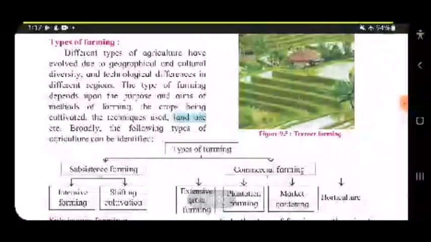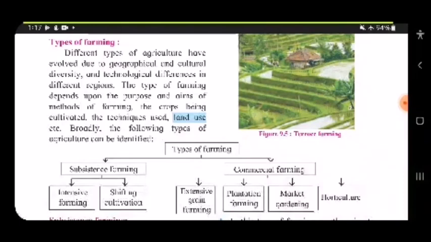Now let us learn about the different types of farming. Okay, different types of agriculture have evolved due to geographical and cultural diversity and technological difference in different regions. The type of farming depends upon the purpose and aims of methods of farming, the crops being cultivated, the techniques used, land use, etc. Broadly, the following types of agriculture can be identified.